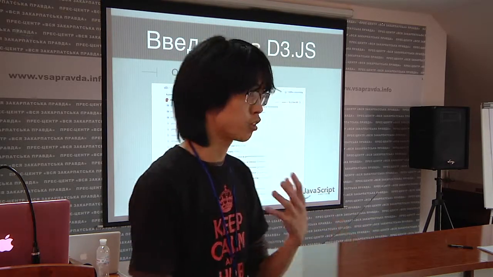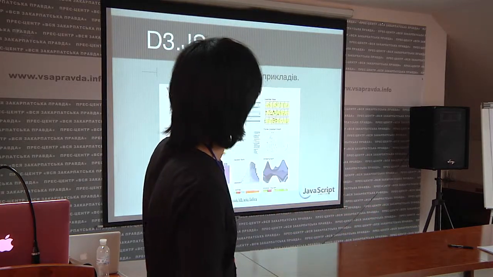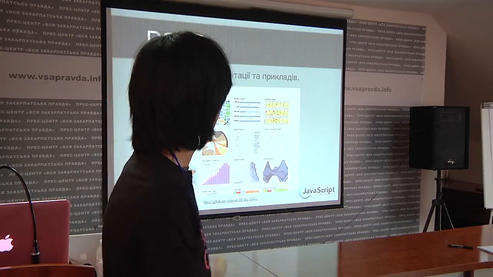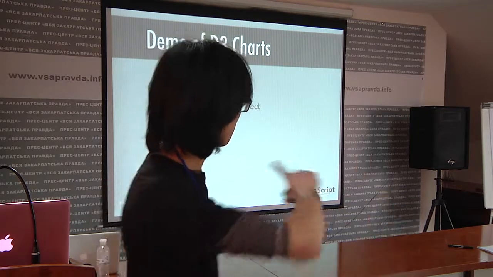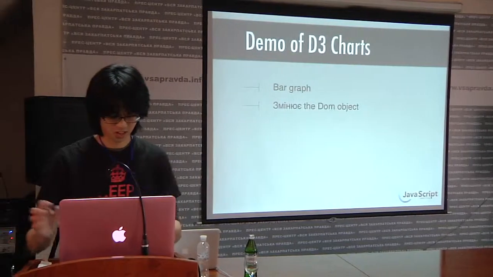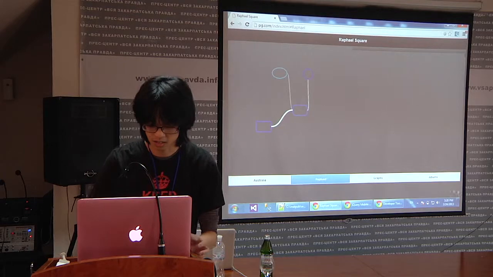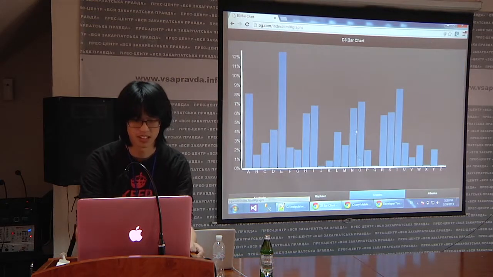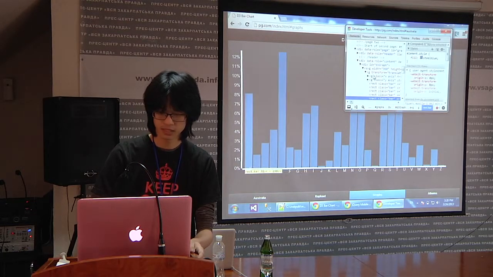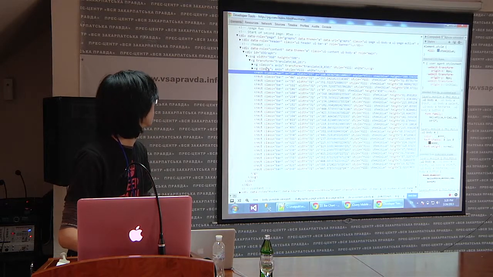So d3.js helps you to create graphs and charts. You can see there are many different types of charts that you can make. It's a very, very cool software. And I will demo a bar chart. Aha! So this is a D3 bar chart. It's very easy. You can see it just uses rectangles.